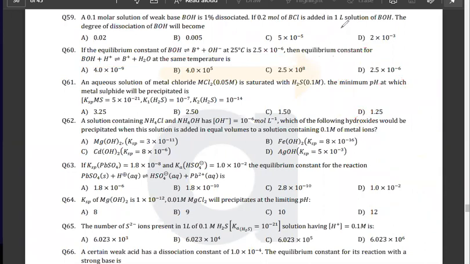Okay, next one, question number 61. The aqueous solution of metal chloride is saturated with H2S. Please ask, because we don't have solutions of these questions. If you won't ask, it won't be cleared. The minimum pH at which metal sulfide will be precipitated is.